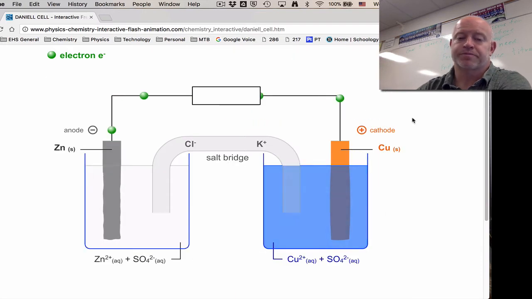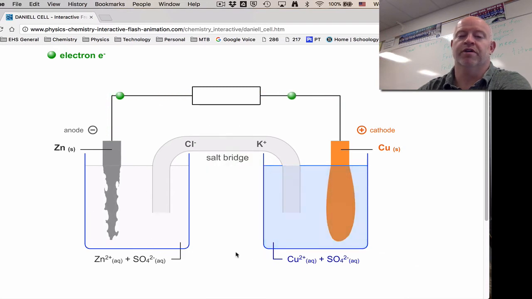So we have oxidation going on over here and reduction going on over here, and that's how the electrons flow. We're essentially creating the same thing as a redox reaction, but we're just separating it by a wire. So we're forcing the redox reaction to travel through a wire, which then we can use the energy of these electrons to power our device or to create voltage.